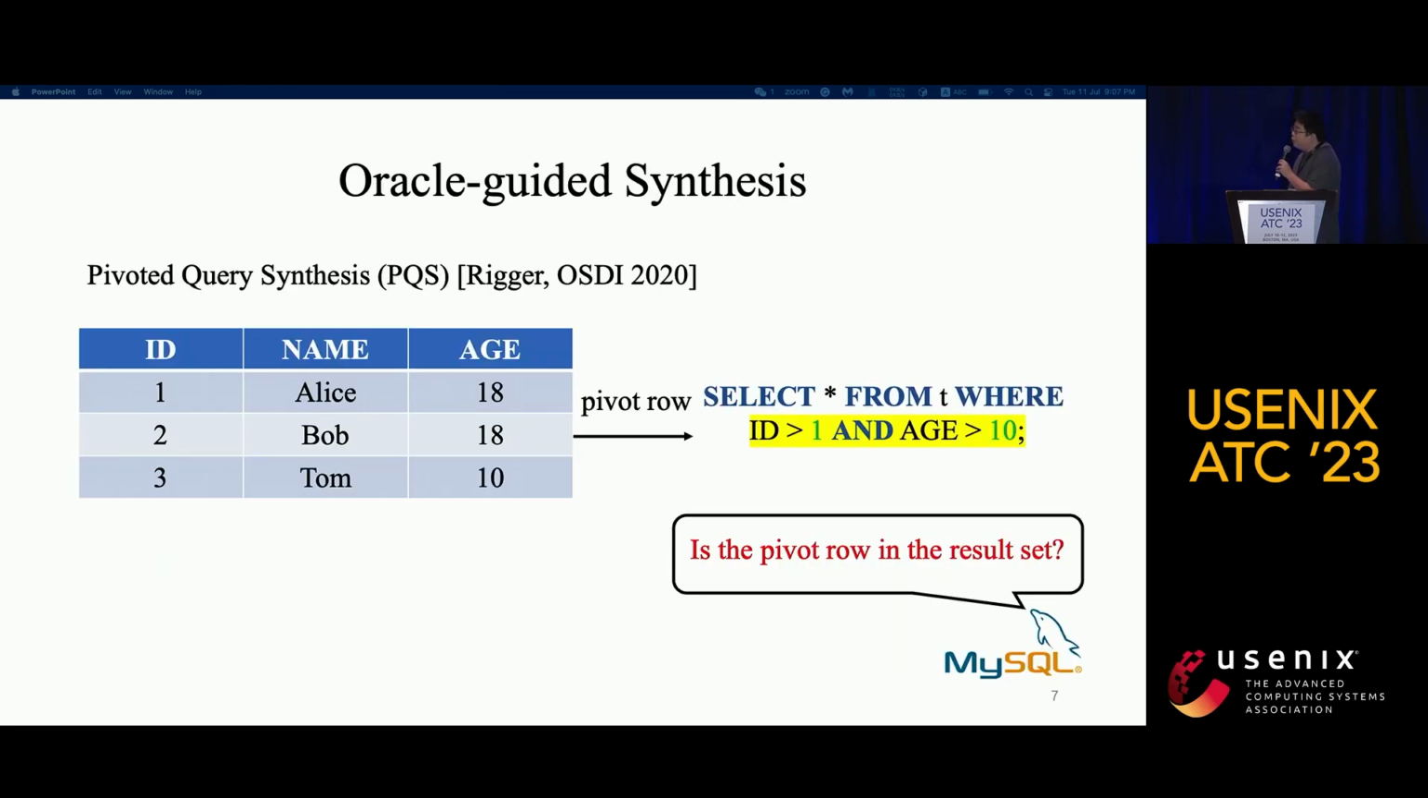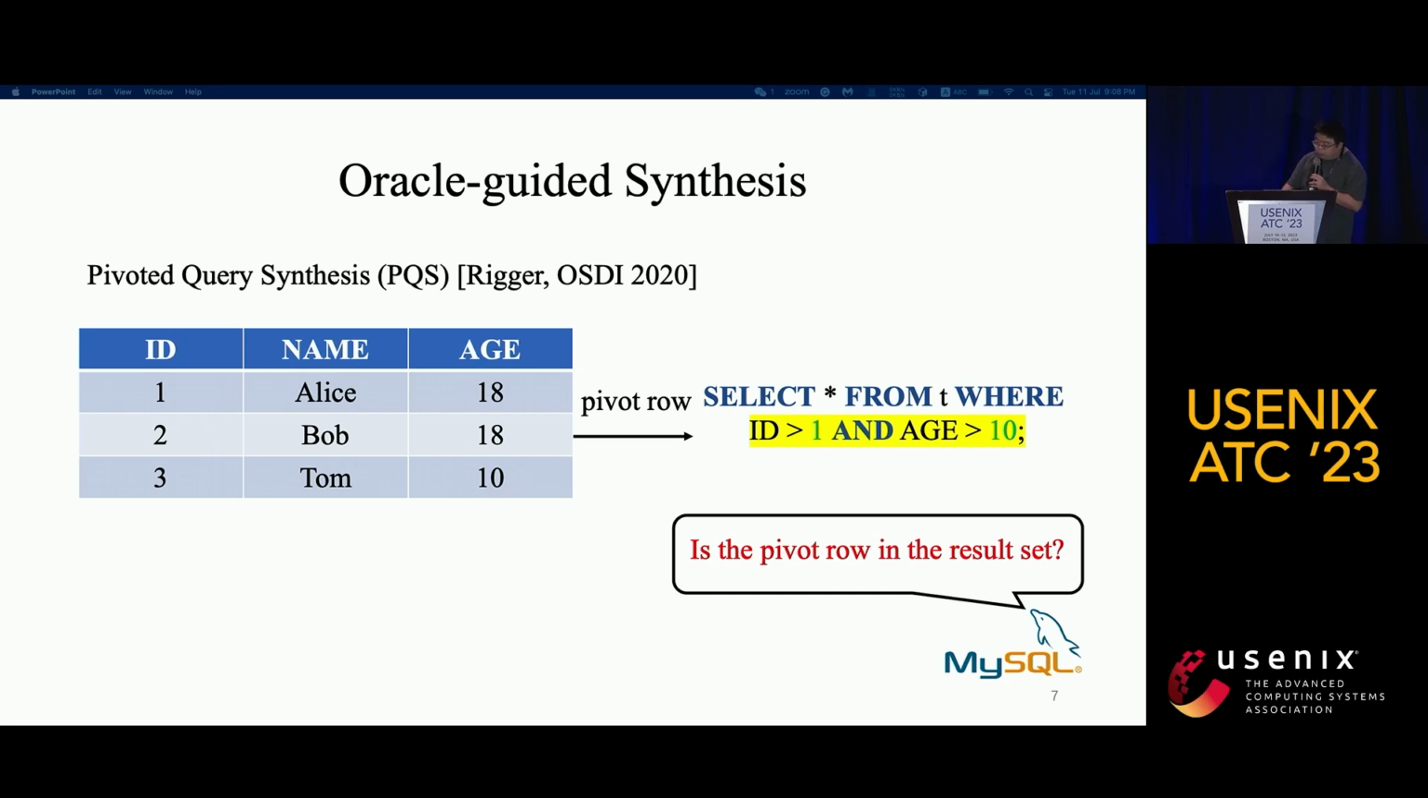The second line of work is called oracle-guided synthesis. Basically, they generate a table containing some data, and then they select some specific row or tuple as the pivot row. They construct a very specific SQL statement such that the query result should contain this tuple.